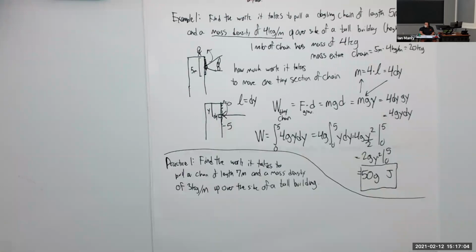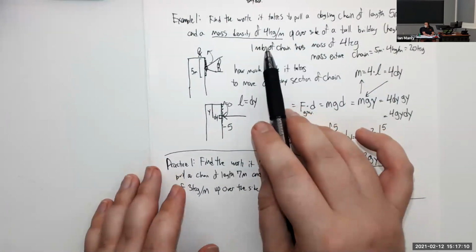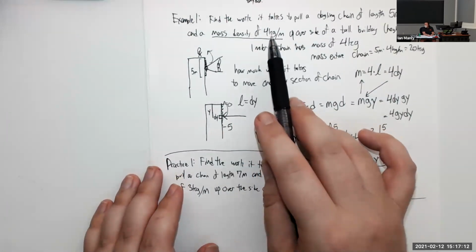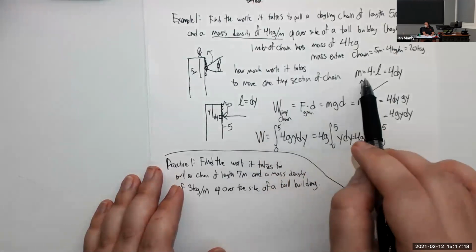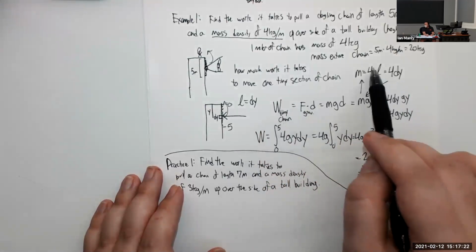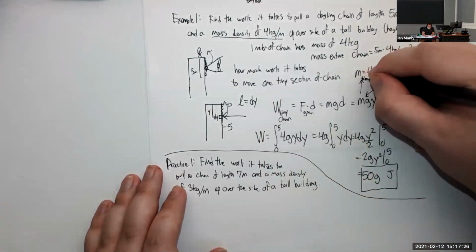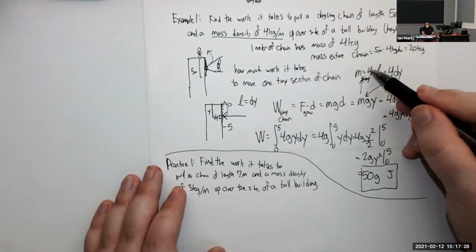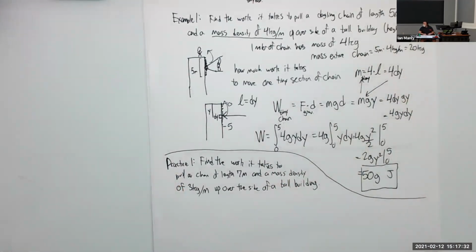Why did we use 4 instead of 20 for the mass? Well, remember, the mass density of the chain, for every meter of chain we have 4 kilograms worth of mass. Now, for this problem, remember, we're not doing the whole chain, we're doing the tiny chain. And the tiny chain had a length of dy meters. So the mass of that little tiny piece of chain, I guess I should write m tiny maybe, is going to be 4 times the length of the chain we're talking about, which is dy in this case.